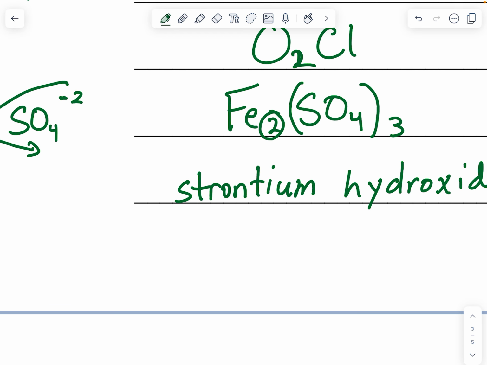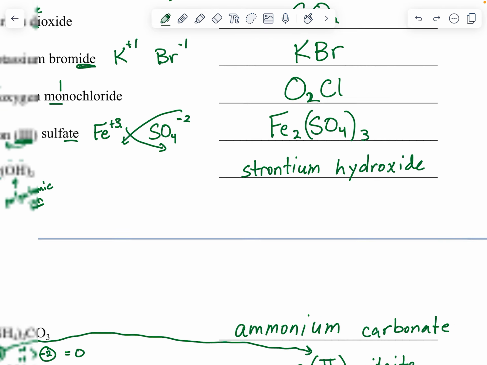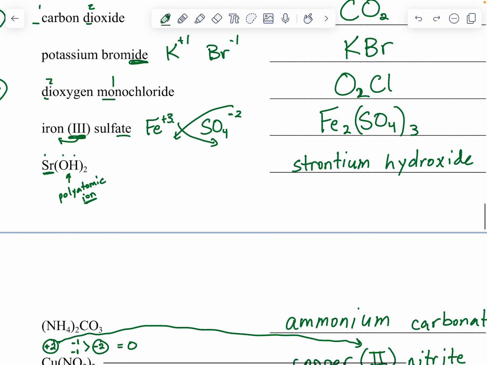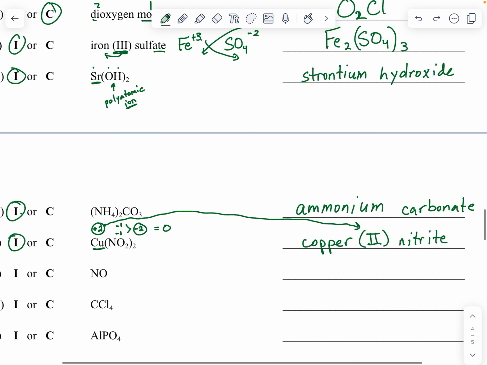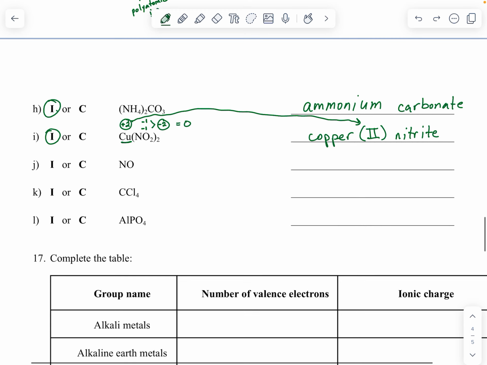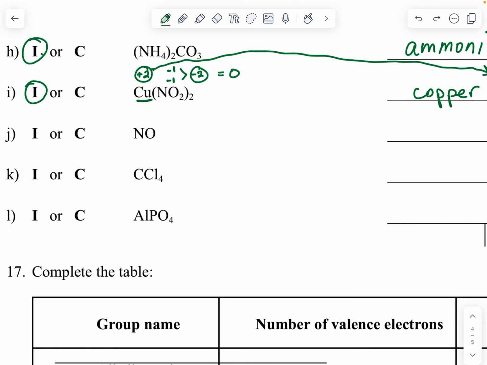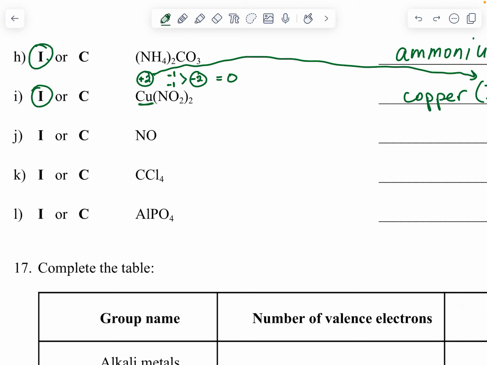But no, right? It was 2 because the 3 is not how many. The 3 is just the charge that it takes. And that's why transition metals are a little bit wonky to work with. For J and O, no. It is not ionic. It is covalent. And then we can name this.